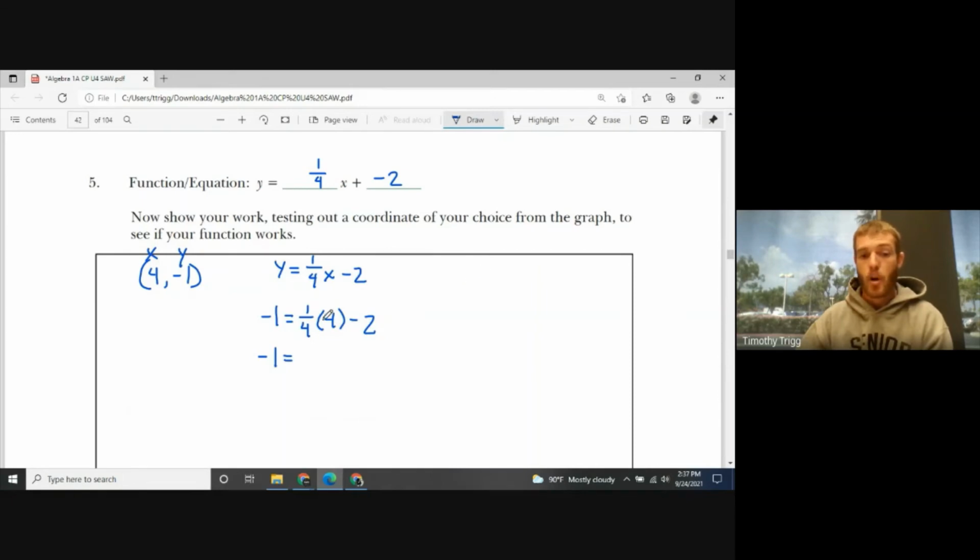Hopefully you would see, oh, well, that's 1, which is correct. But let me show you in case anyone needs help here. Whenever you're multiplying a fraction times a whole number, I can consider that whole number as over 1. So 4 could be rewritten as 4/1. And when you're multiplying fractions, you multiply top times top, bottom times the bottom. So that gives you 4 divided by 4, which is 1. So 1/4 times 4 gives us 1.